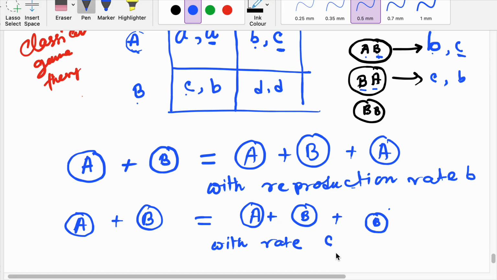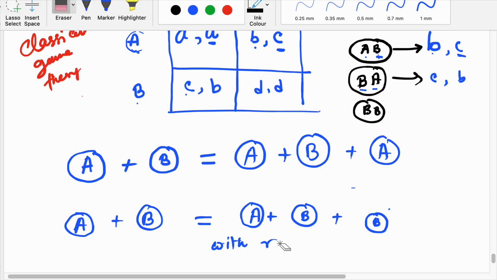Is it now clear what this payoff element means in evolutionary game theory? Actually, it is not that clear, because when A and B are interacting, it is being shown like A and B are interacting and then they are producing A. And in the second case, A and B are interacting and then they are producing B.